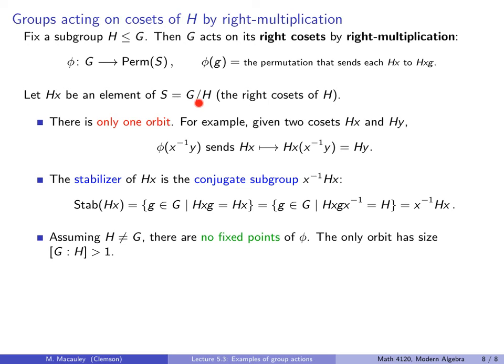How many right cosets are there? Well, there is this many, the index of H in G. That's the definition of index. And that, because H is proper, is greater than 1.